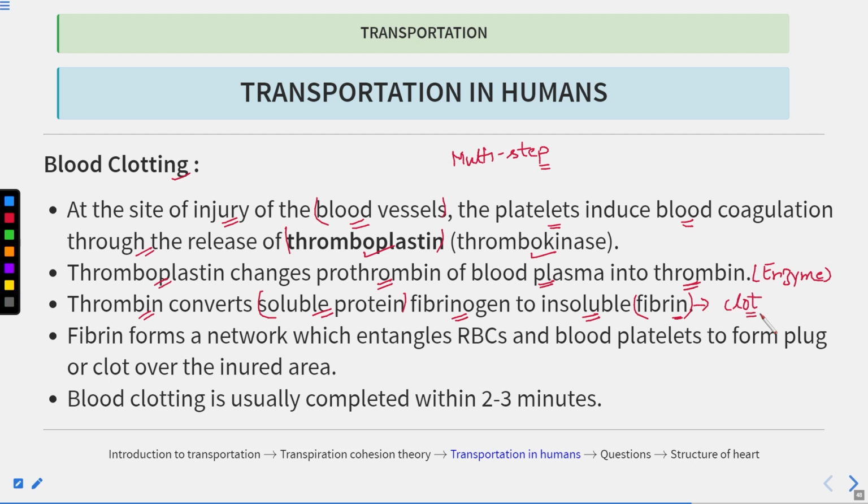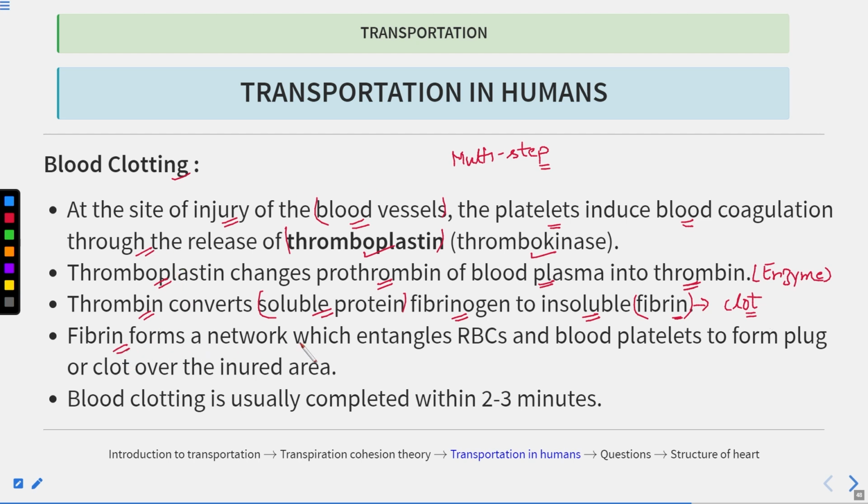So it is clear, whenever there is an injury, it will trigger the synthesis of thromboplastin, also known as thrombokinase. This is an enzyme which converts the prothrombin into thrombin. Now what is the function of the thrombin? Thrombin converts the soluble protein fibrinogen into fibrin, and then fibrin interacts with the other cells and forms the blood clot.